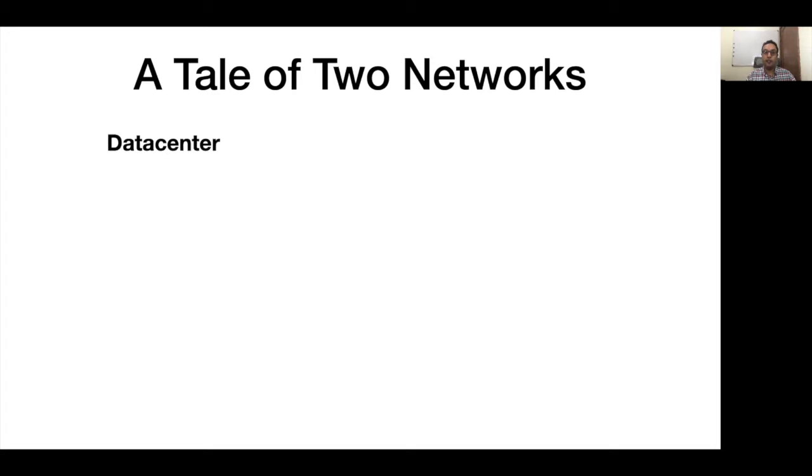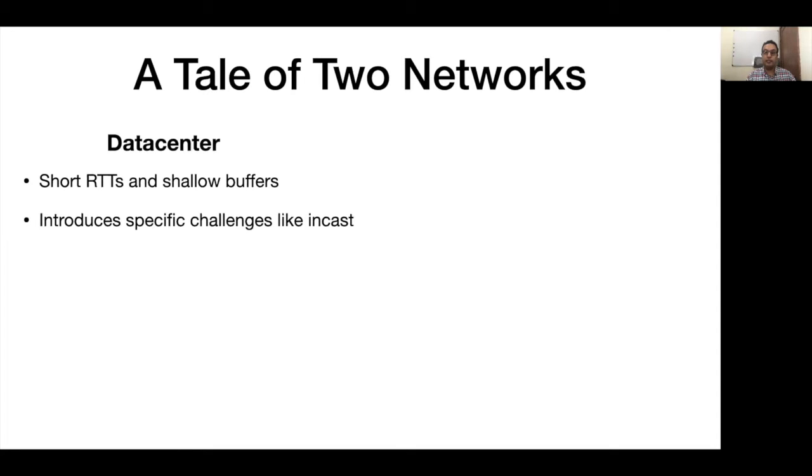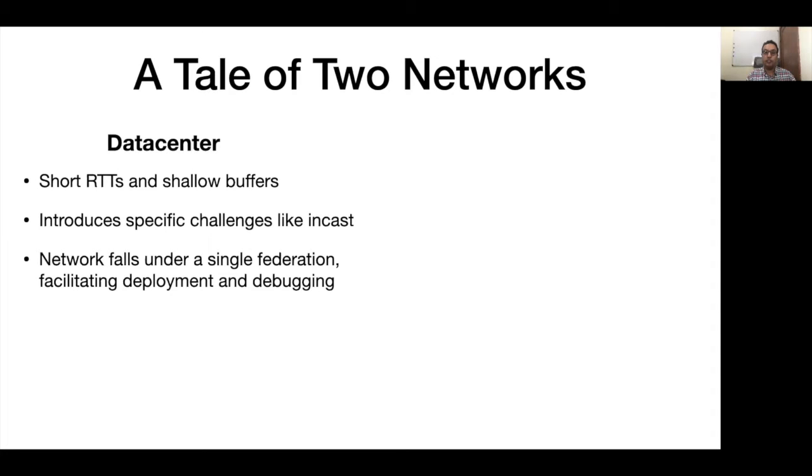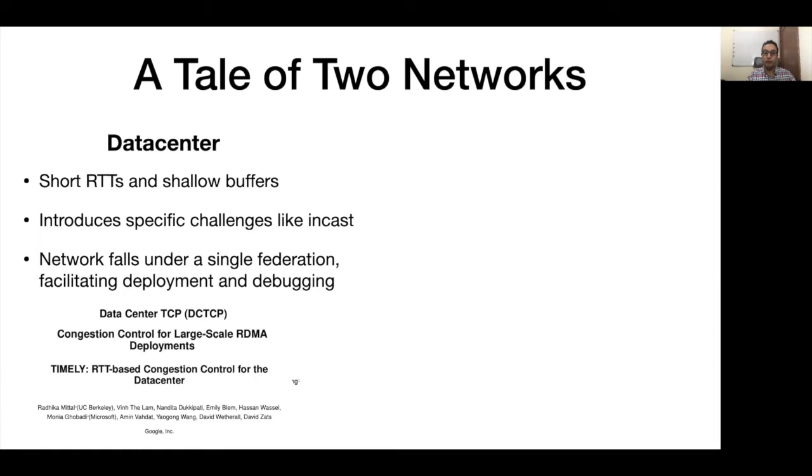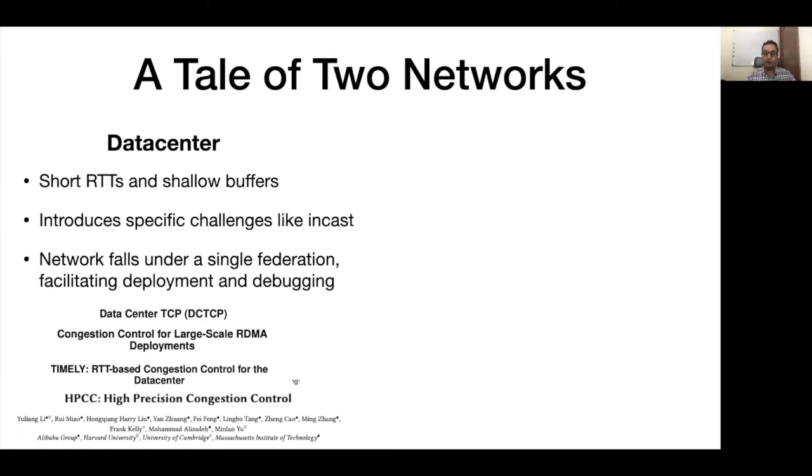On one side, data center networks have shorter RTTs and shallow buffers. They introduce a unique set of challenges like incast. Also, they offer homogeneity and provide the operator with full control over all network elements. This provides flexibility in deploying and experimenting with new algorithms. Significant progress has been made starting from DCTCP to DCQCN and Timely, and more recently HPCC and Swift.